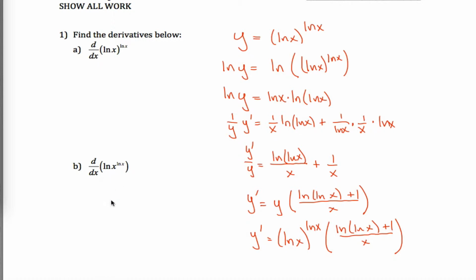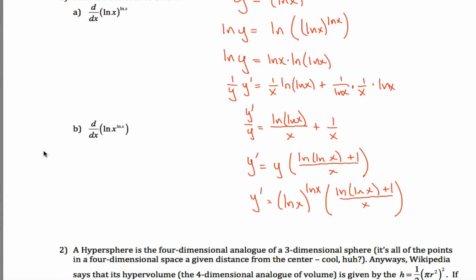The second one turns out is not nearly as bad. We'll still want to set it up using implicit differentiation, so the natural log of x raised up to the natural log of x power. But now I don't have to take the natural log. In fact, I guess I don't even have to set it up as implicit differentiation.